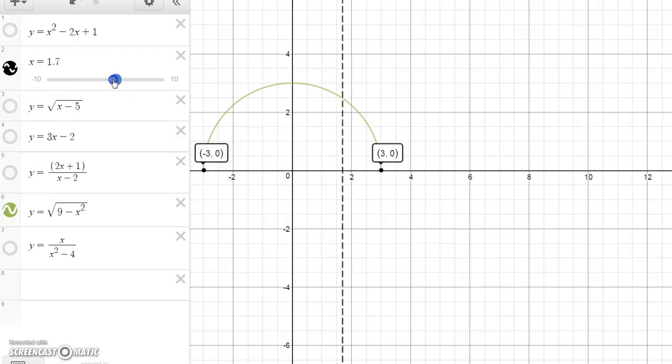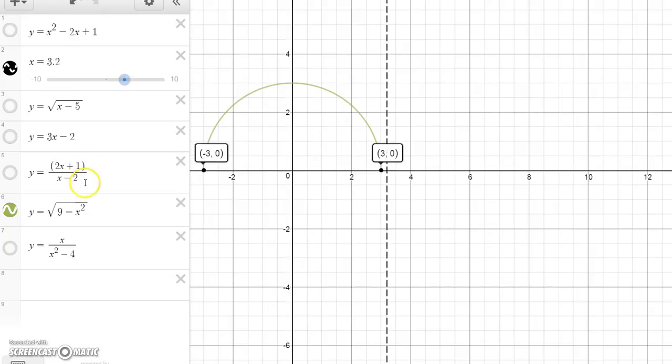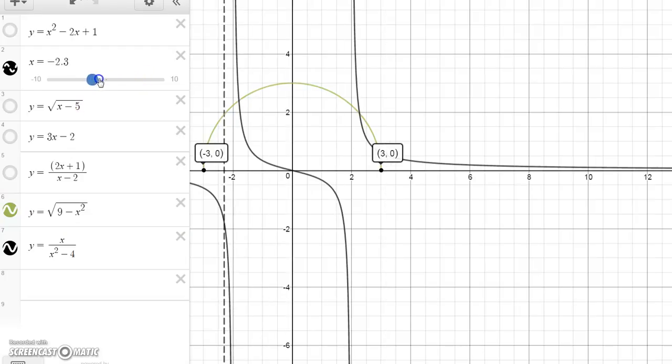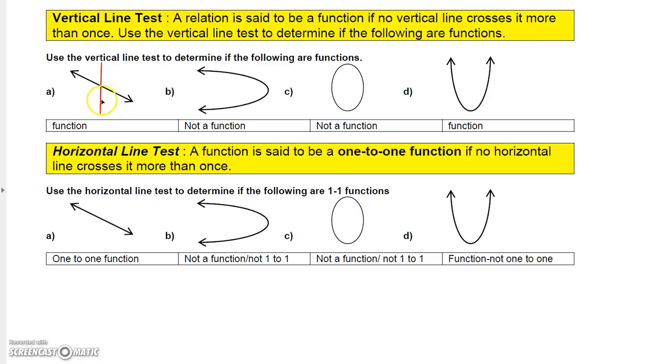The vertical line never crosses it more than once. And hopefully you kind of get the picture now. The vertical line crosses it no more than once. I still got that one turned on, but that's all right. I think you can still see. So here, this is a function. Okay, this is not a function. See how the vertical line crosses it more than once? So that's not a function. This is not a function. The vertical line crosses it here and here. And this is a function.